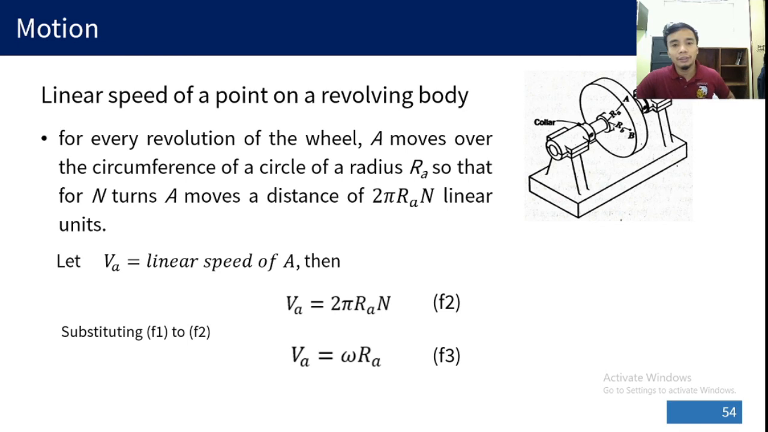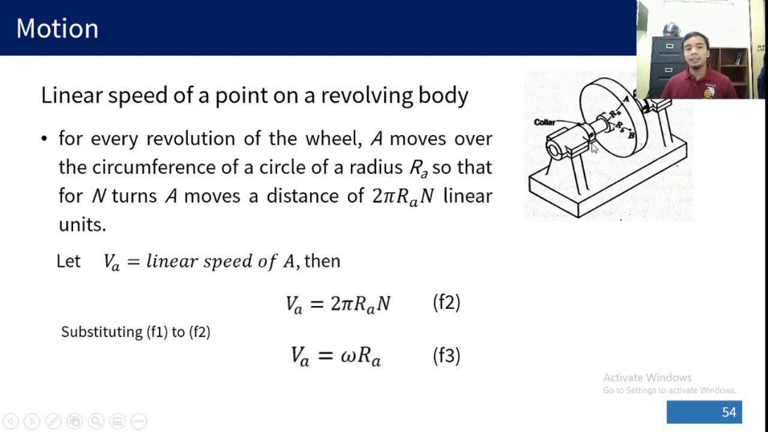Linear speed of a point in a revolving body. Okay, so for example, in a wheel, what we will look at here in the figure is point A on the wheel, and it moves following the circumference of the wheel. So it completes n turns, at a distance of 2 pi r per turn in linear units.